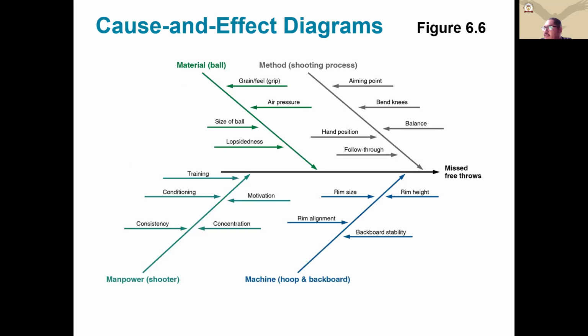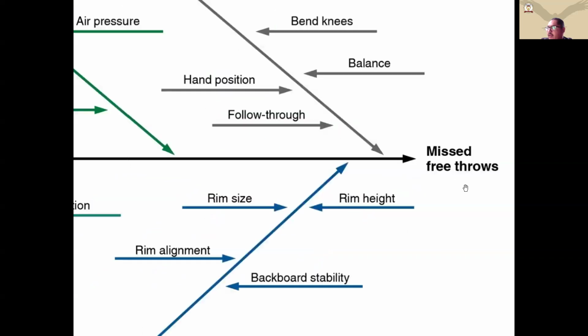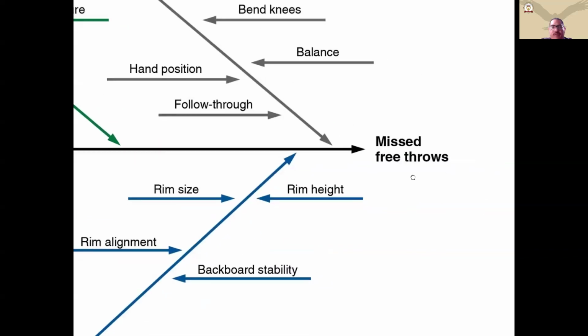So here's an example of that cause and effect diagram. Can you see what the effect is here, the problem? Someone is having an issue. They're trying to figure out how they can improve in hitting free throws. I'm missing too many free throws during my basketball game.